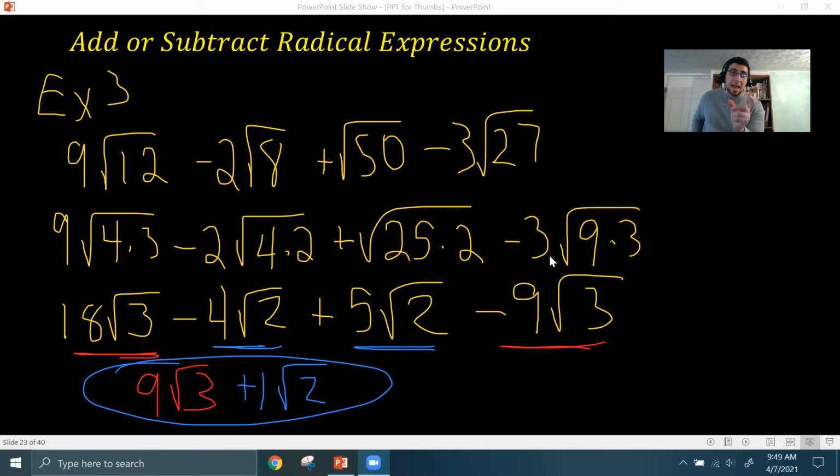You cannot add the square roots and make that somehow square root of 5. Don't do that. I've seen students do that in my years of teaching, and just be careful. That only works if you're multiplying. You can only multiply the insides if you're multiplying. You can't add or subtract the insides.